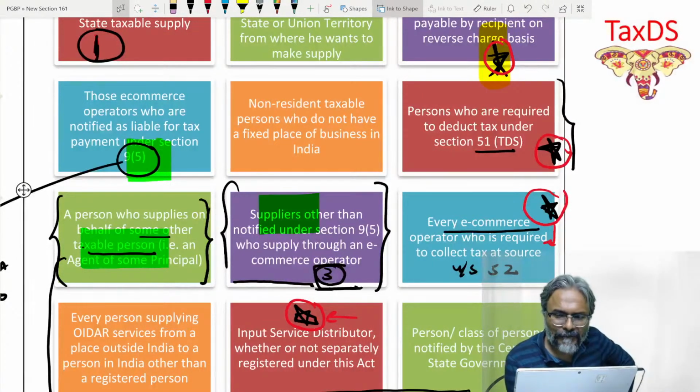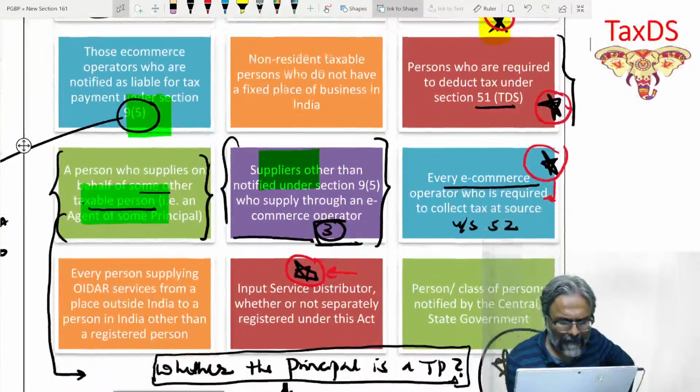So please understand, for TDS and TCS, I told you that though they may be a supplier in their own capacity and may have taken the registration as a supplier, for the purpose of discharging the obligation as a tax deductor or as a tax collector, they will have to get themselves separately registered, and then there is a separate set of compliance that will follow on them, namely the return and the due dates, etc.